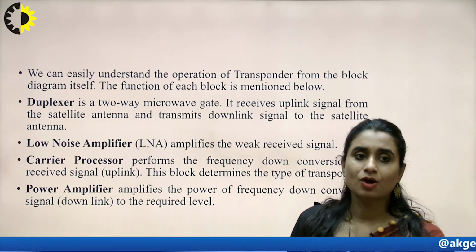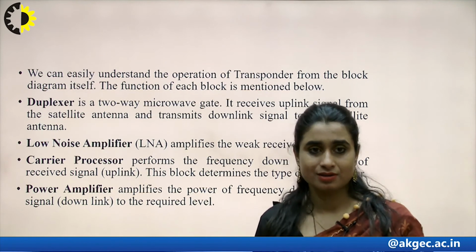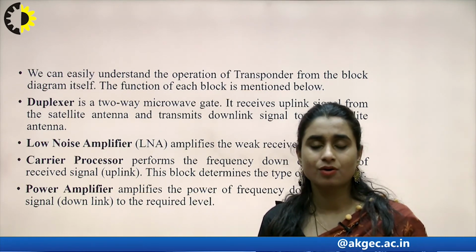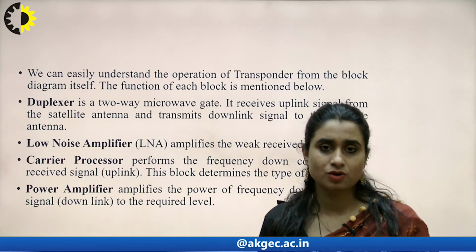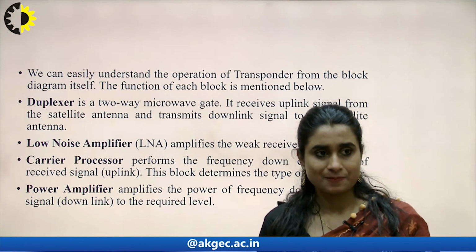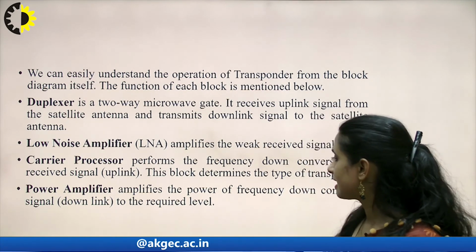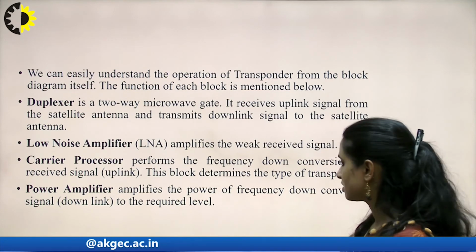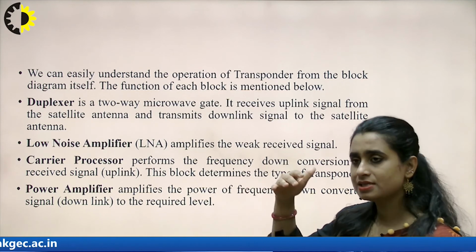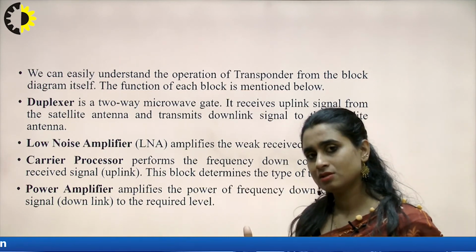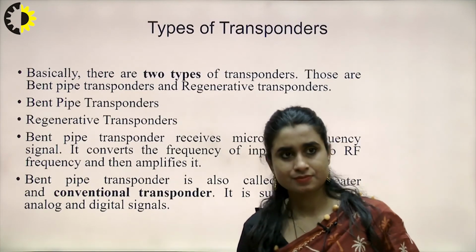So this block determines the type of transponder, which kind of it is, a bent pipe or a single conversion or double conversion transponder. The details of the transponder will take separate time. Now we have the power amplifier that amplifies the power of the frequency down converted signal to the required level. So we have the RF frequency, then the IF frequency, then the actual frequency.